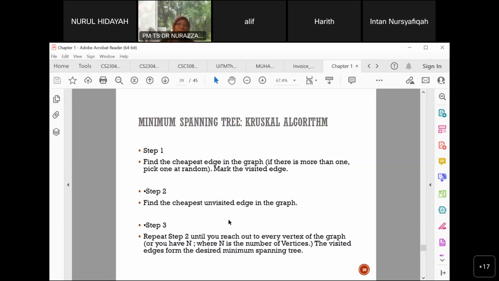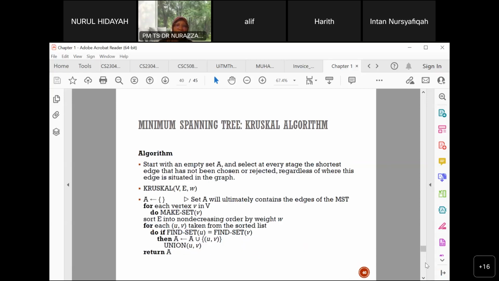Find the cheapest unvisited edge. Kalau dia dah visit, kita tak pilih lah sebab kita nak pilih yang unik. And then repeat step 2 until you reach out to every vertex of the graph. Or you have n, where n is the number of vertices. So the visited edges form the desired minimum spanning tree. So it's very straightforward. Dia punya Kruskal algorithm ni for MST, minimum spanning tree.